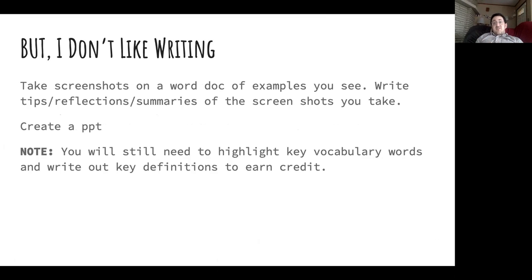Now, I understand that some students don't really like writing and they find the task of writing very tedious. Maybe you're somebody who just likes doing the problems and finds the exercise of writing down tedious. What you can do instead is take screenshots on a Word doc of the examples that you see. Now, don't just take screenshots and not listen to the video. Actually spend some time writing down some key vocabulary words and key points. And we'll be showing you an example of what that looks like here in a second.